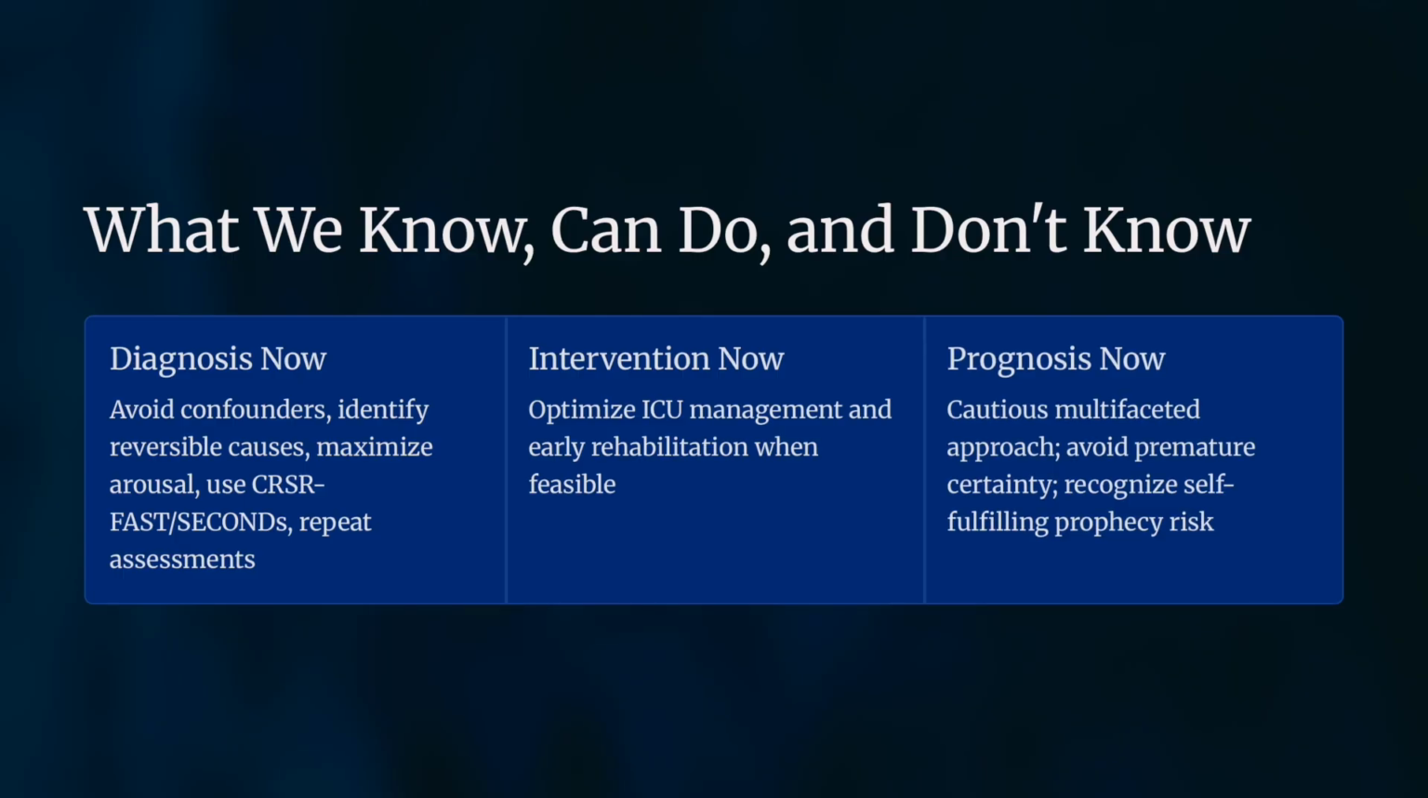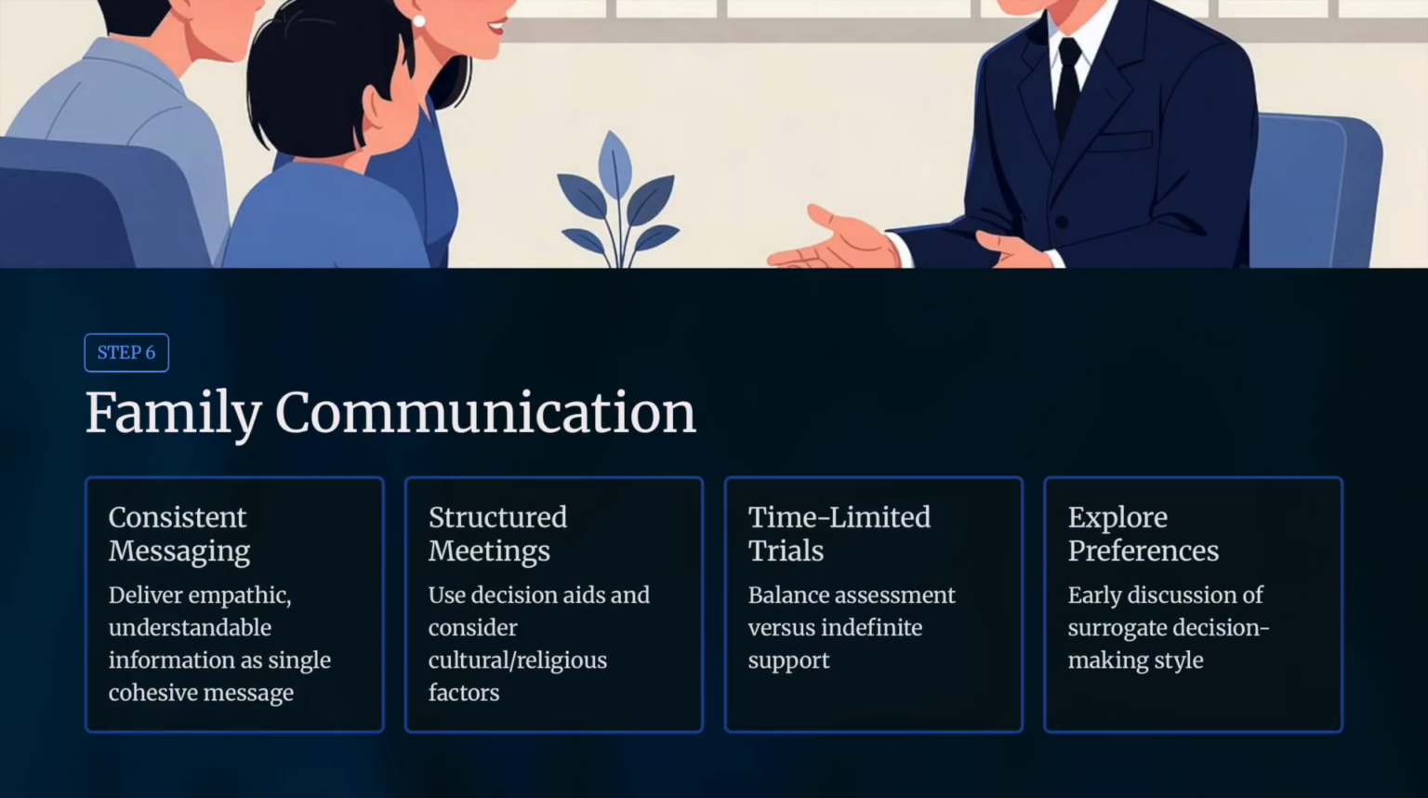So what we do know is that we need to avoid confounders, identify reversible causes, maximize the arousal, and repeat our assessment, not a single assessment. Intervention is mostly supportive and rehabilitation. Prognosis: be cautious, especially in the initial stages. Avoid any premature certainty that this patient is never going to improve. Recognize the self-fulfilling prophecy risk.